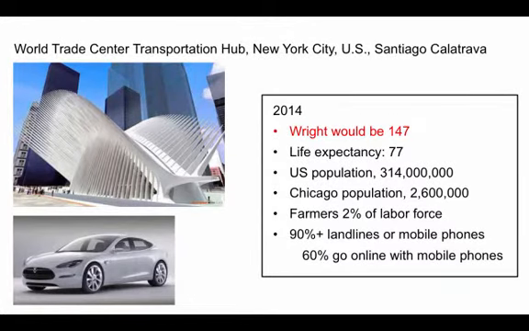Today, Wright would be 147. There's 314 million people. Life expectancy is 77. Chicago's gone down. 2% of the labor force are farmers. 90% of people have landlines or mobile phones. And 60% of people use their smartphones to go online.